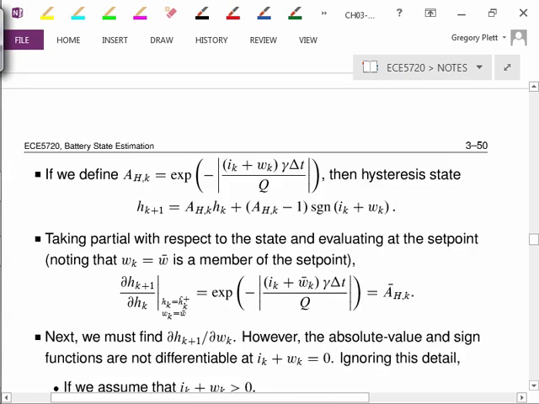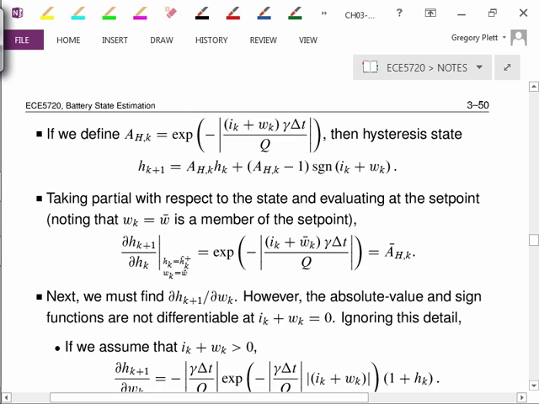Time to move on to the hysteresis state. If we define a hysteresis factor AH to be e to the minus, notice again, current has W added to it, gamma delta T over Q, where Q is again ampere seconds. If it's ampere hours, that has to be 3600 Q in the denominator. Then I can write the hysteresis state equation as new hysteresis equals AH times old hysteresis plus AH minus 1 times sine of this noisy input.